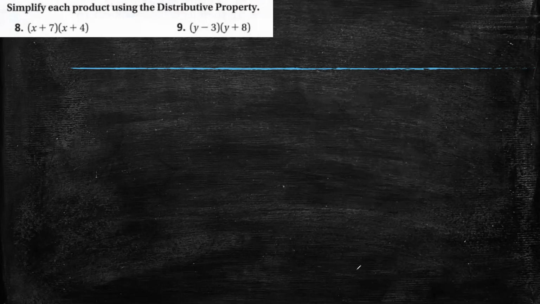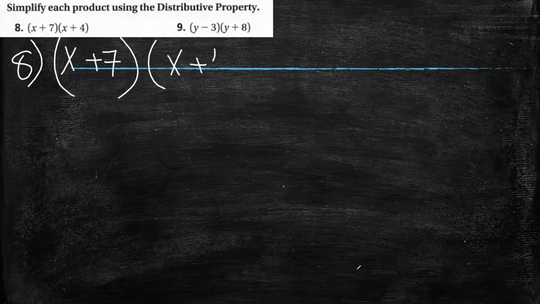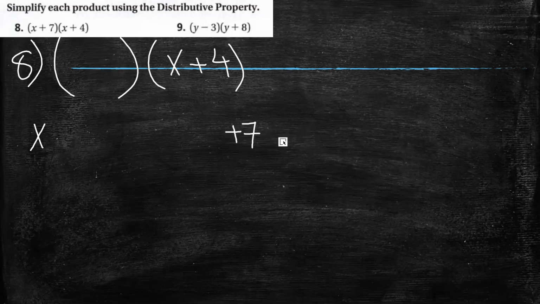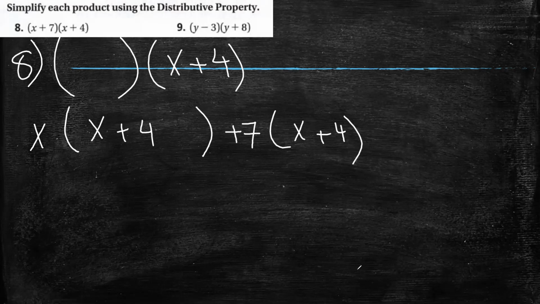Now, in number 8 we have x plus 7 times x plus 4. So the first step here, let's multiply this x. I will distribute this x here, and I will put the positive 7 here. Then the second step, I will copy x plus 4 two times. I will write them now as x plus 4 and x plus 4. Then after that, I have to multiply.